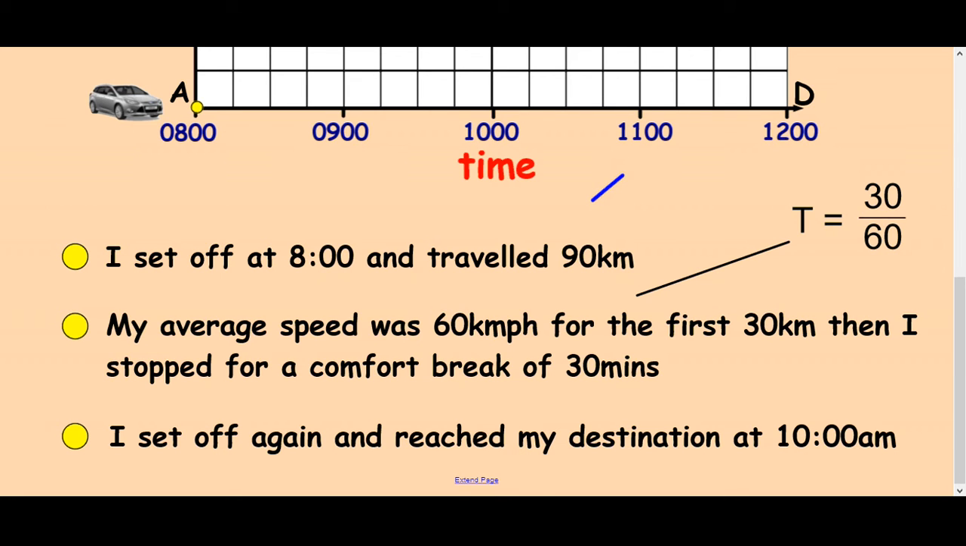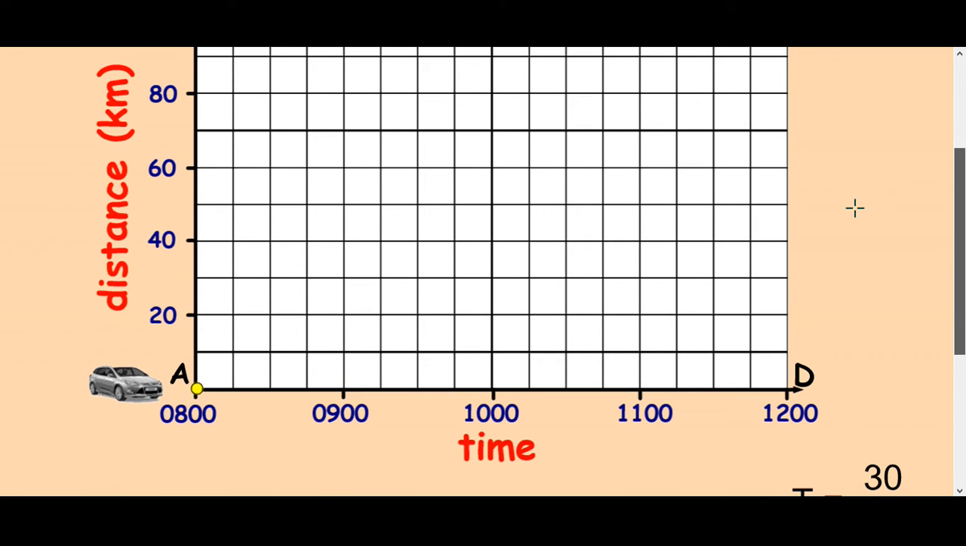Right, so I want to draw that on the graph. So I know the first half hour, which is 2 boxes, and I went 30 kilometres. So I'm just checking that's at 30, and that's half an hour.